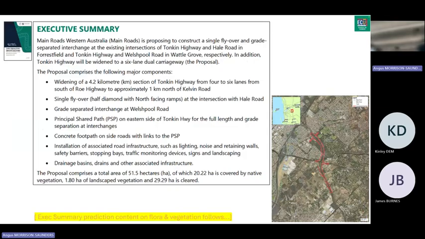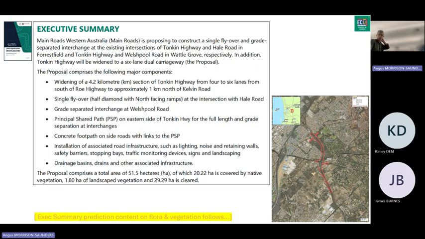So what is this project? It's 4.2 kilometres of a highway. They're building flyovers, which are designed in a half diamond shape at these intersections. There's a shared path to be constructed, a concrete footpath on the side. And there's other road infrastructure like drainage, lighting, retaining walls, safety barriers, traffic signals, and so on. The total area that's affected is 51.5 hectares, and 20 hectares of that is covered by native vegetation, 1.8 hectares is landscape vegetation, and 29 hectares is already cleared.